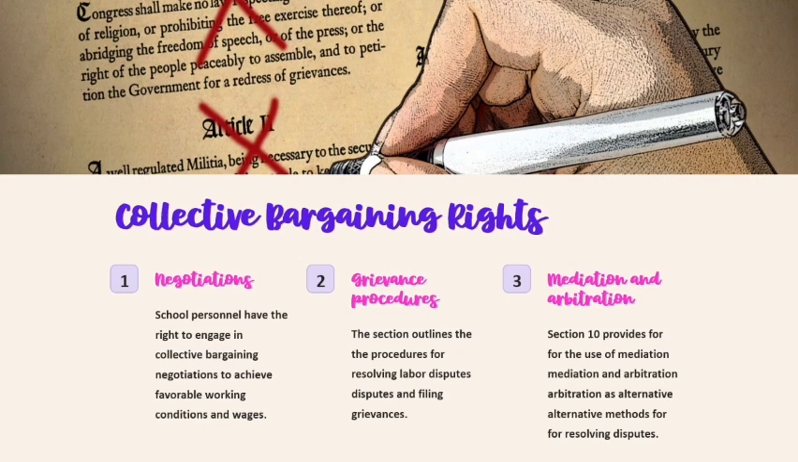Next, number 3 is the mediation and arbitration. So, the mediation under Section 10 provides for the use of mediation and arbitration as alternative methods for resolving disputes. The mediation and arbitration, rather, are alternative dispute resolution na tinatawag or the ADR mechanism that can be used in the Philippine education context to address the disputes and conflicts involving the rights of school personnel such as teachers, administrative staff, and this process provides a means of resolving issues without resorting to lengthy or costly court proceedings.